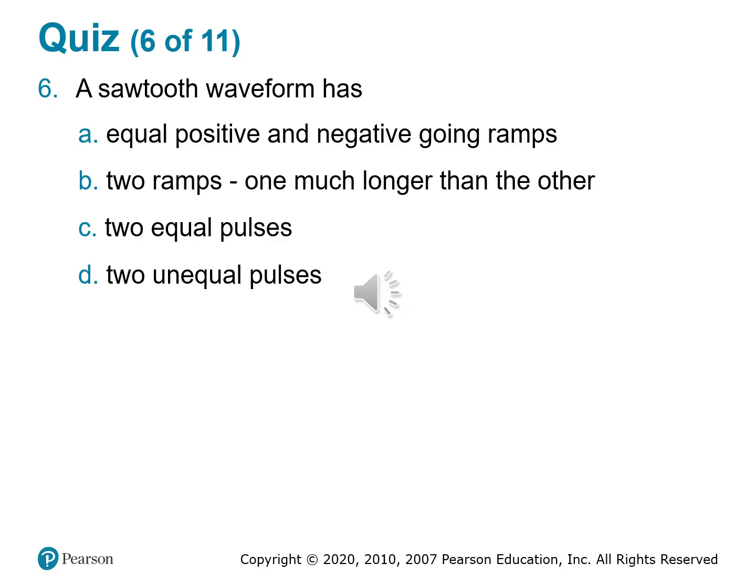Question number 6. A sawtooth waveform has what? A, equal positive and negative going ramps. B, 2 ramps, one much longer than the other. C, 2 equal pulses. Or D, 2 unequal pulses. Go ahead and pause. And you're back. The answer here to number 6 is B, 2 ramps, one much longer than the other.